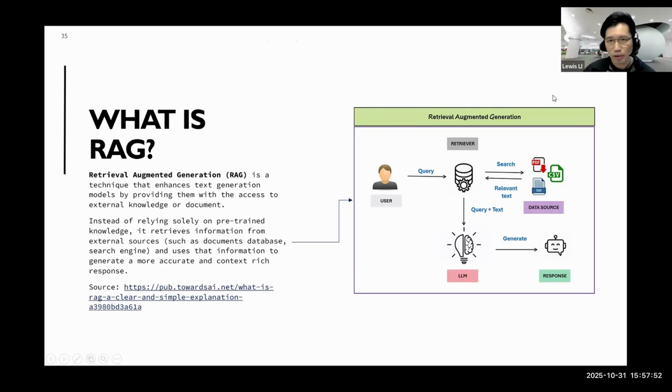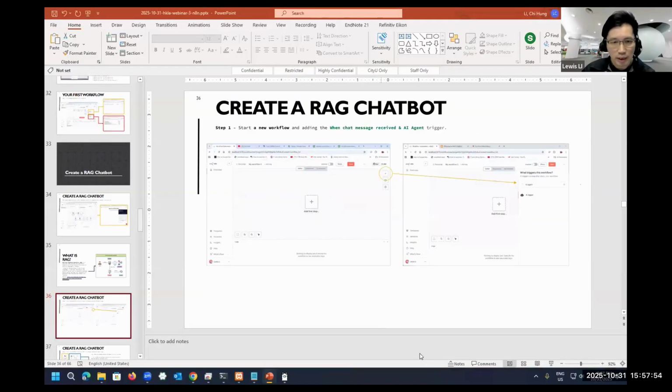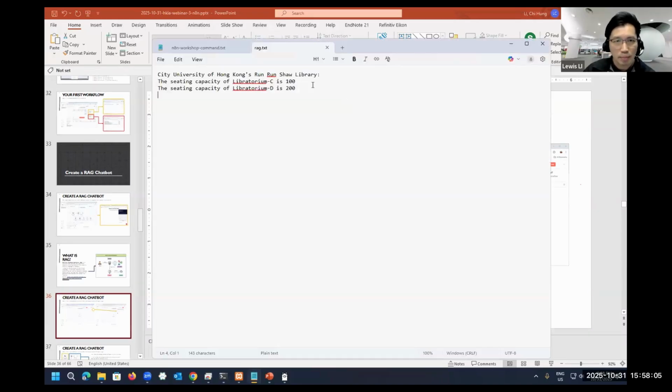And I would like to show you the demo. It will take about 1 or 2 minutes. Before I show you this demo, I want to say that our library, the CTU library, for example, will have 2 new rooms, Laboratorium C and D. The sitting capacity is 100 and 200 respectively. This information is not available on the website yet, and for sure it's not in any knowledge of the LLM.